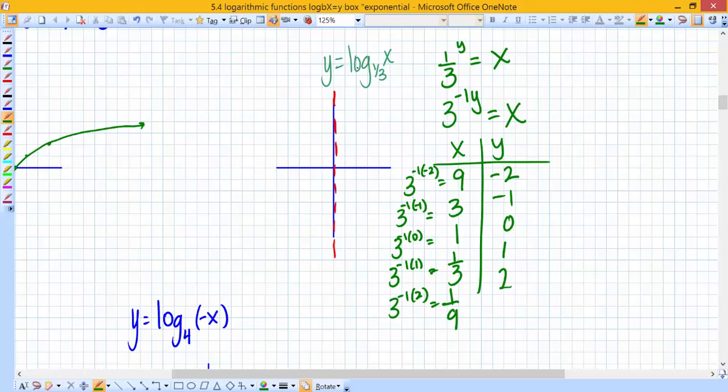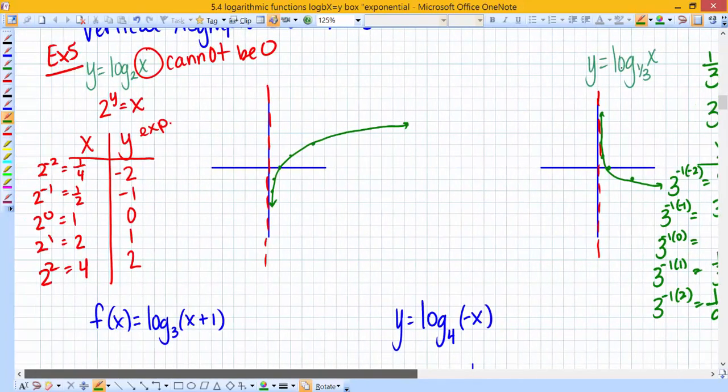When x is 3, y is -1. When x is 1, y is 0. When x is 1/3, y is 1. When x is 1/9, y is 2. And you can see it's getting really close to the y-axis, but it's not going to touch because of that asymptote. Sorry, I missed those points, but rough sketches are all I'm looking for. All right, moving on.